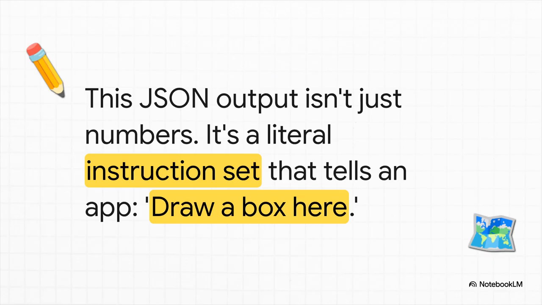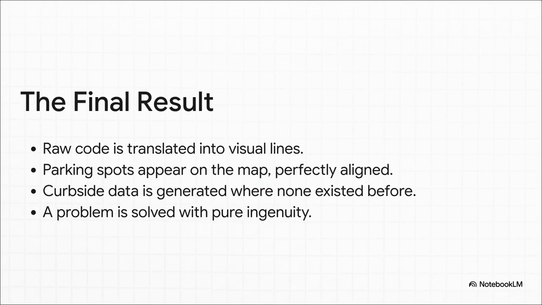So, at the end of the day, this output isn't just a bunch of numbers. It's an instruction set. All that complex math we just talked about, the angles, the vectors, the matrices, it all gets boiled down to one simple, powerful command that finally solves the developer's problem. Draw a box here. And this is what it all leads to. That raw code gets turned into visual lines on your map. Parking spots just appear, and they're perfectly aligned with the road. Curbside data is literally generated out of thin air. And a problem that stumped so many smart people is solved not with more data, but with pure ingenuity.